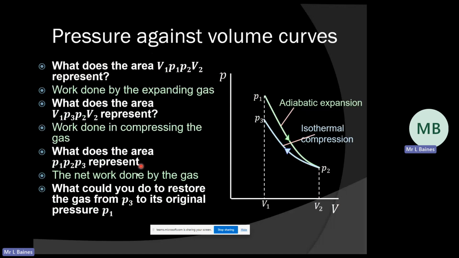All right, how could we restore the gas from P3, this pressure here, to its original pressure, pressure 1? I'm hoping that after this morning's lessons you'll know the answer to this. Now if I have a volume that's fixed, the only way that I'm going to be able to increase that pressure is to increase the temperature. So I'm going to heat up that gas while keeping it at a constant volume.